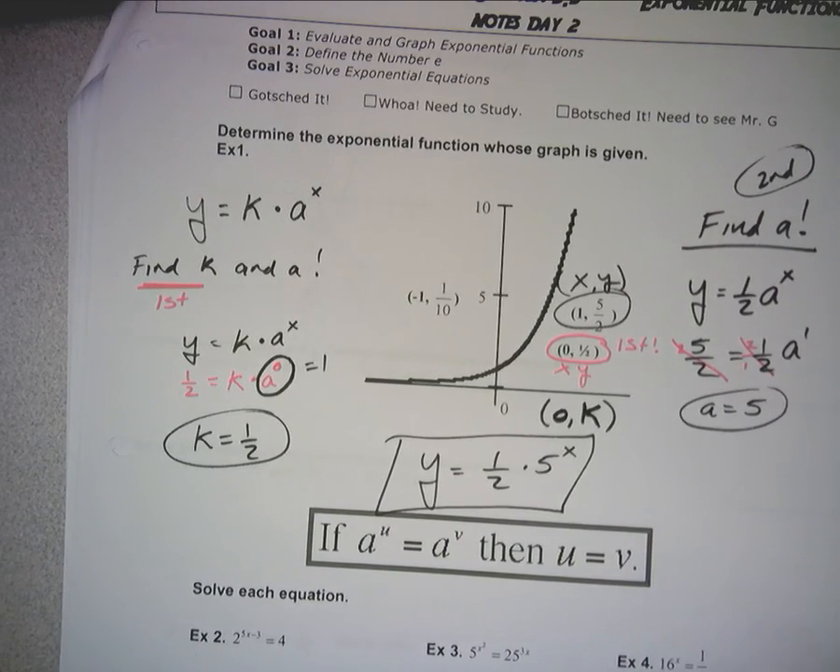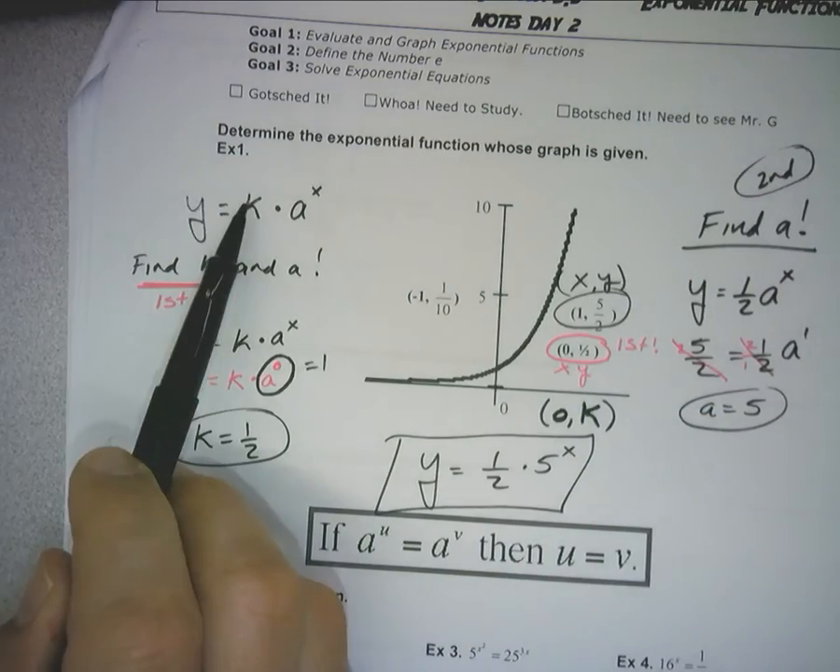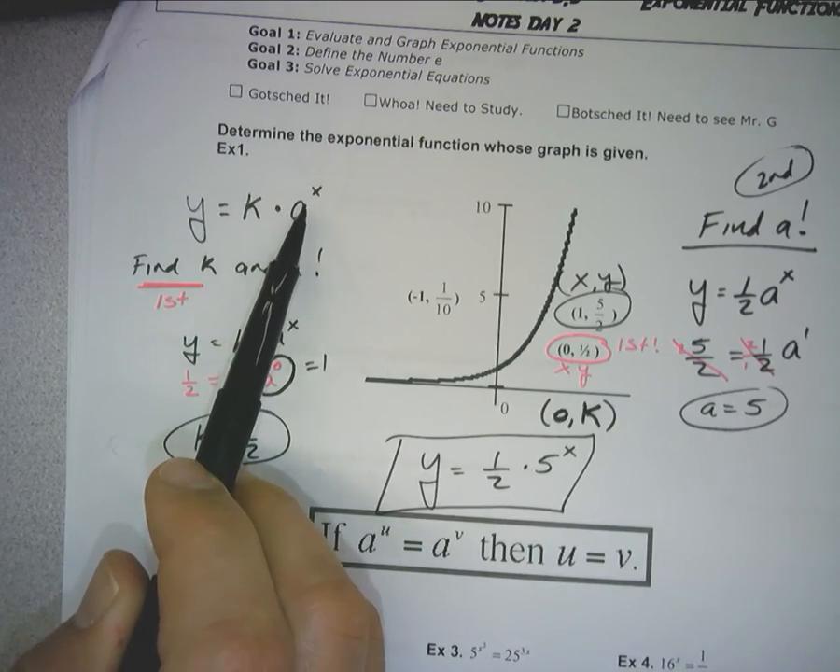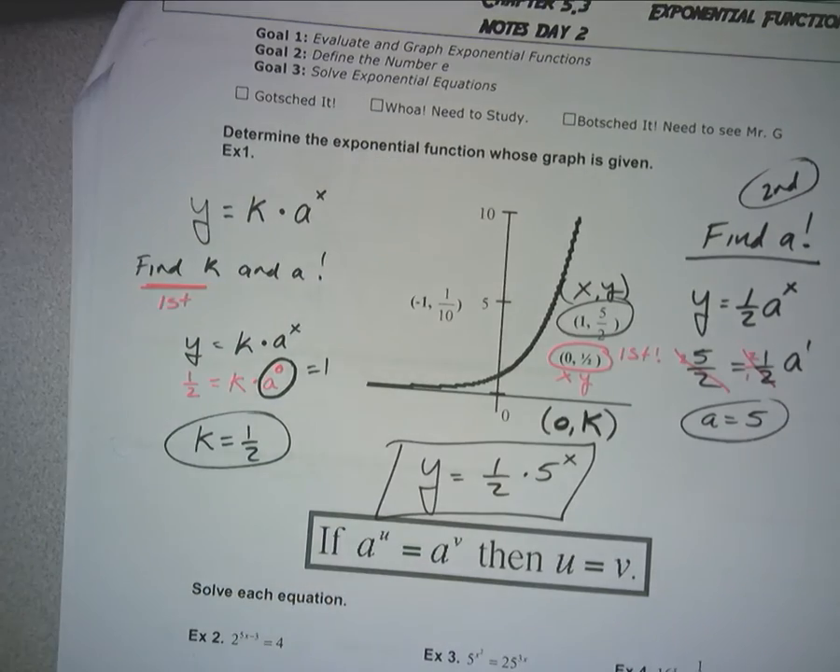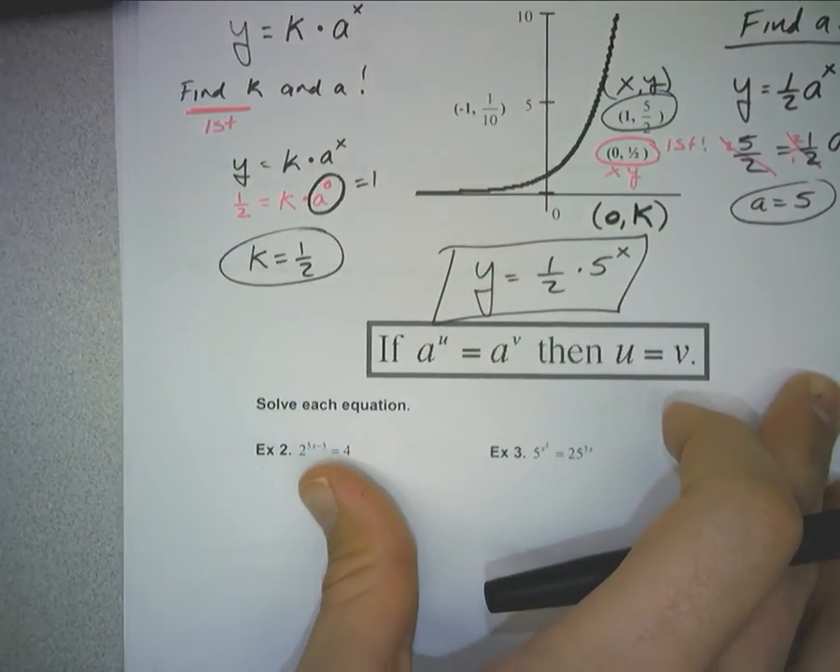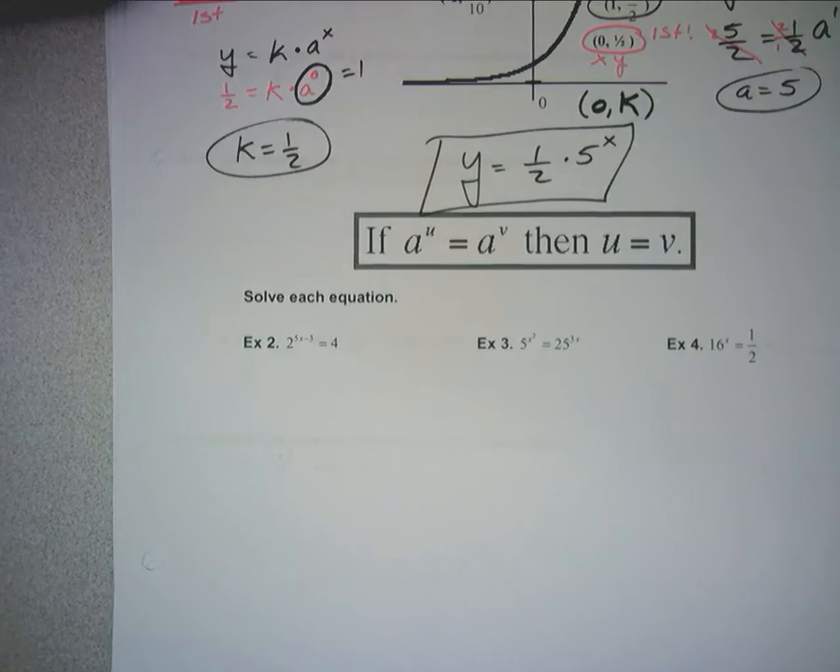All right. So given a graph, we should now be able to find any multiplier, vertical stretch, and any base value. Okay. Do we have any questions on example 1? No questions. All right, last but not least, guys, we have 3 quick examples before we get out of here.